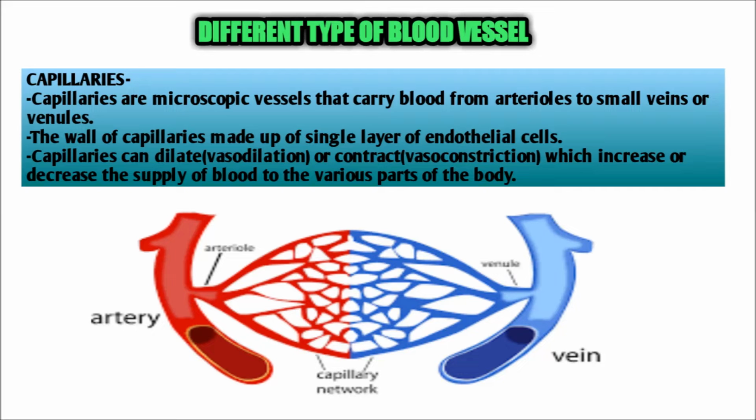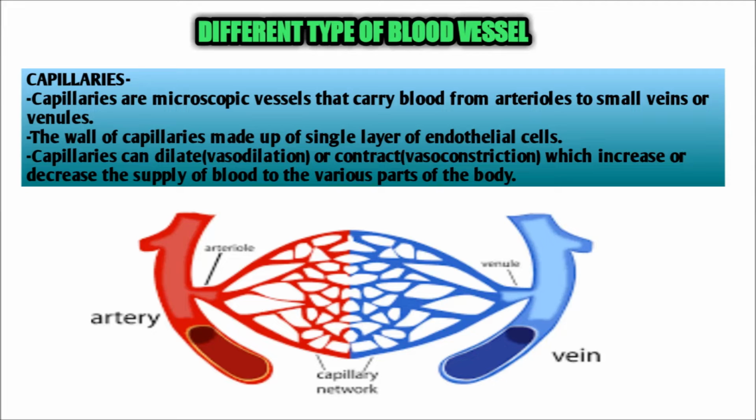Is it clear? So a capillary is a single layer of endothelium cells. Friends, I already explained that the walls of the artery and the veins are made up of three muscular layers. But here, where the venules and arterioles mix up, the total capillary network is made up of only a single layer of cells, the endothelium cells. And capillaries can dilate, vasodilation, or contract, vasoconstriction, which increases or decreases the supply of blood to the various parts of the body.